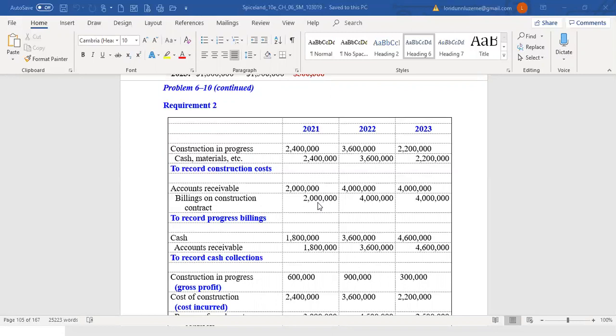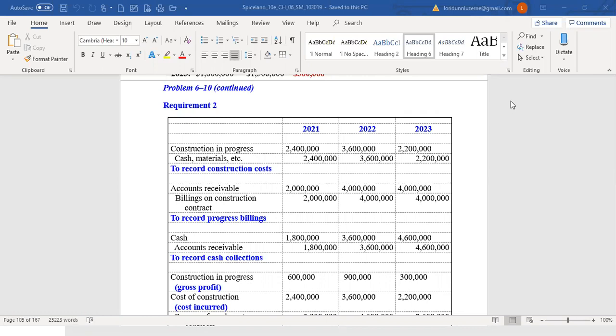Billings on construction contract. The billings on construction contracts are always matched up with the construction in progress account, and you'll see that in a few minutes. So we don't credit revenue when we debit accounts receivable for billing. No, this is just sending out a bill. That doesn't mean that's how much revenue we earned.